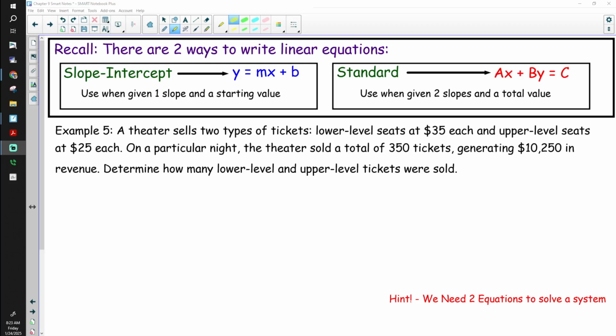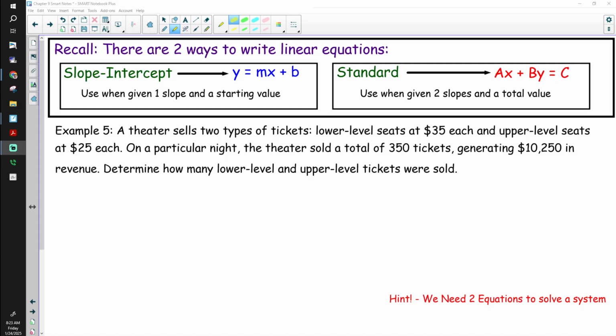First way is slope-intercept. Everyone's favorite. Y equals mx plus b. To write an equation like this, you need the slope, which is the m, and you need the y-intercept, or the starting value, your b. You plug those two numbers in, and boom, you got yourself an equation.